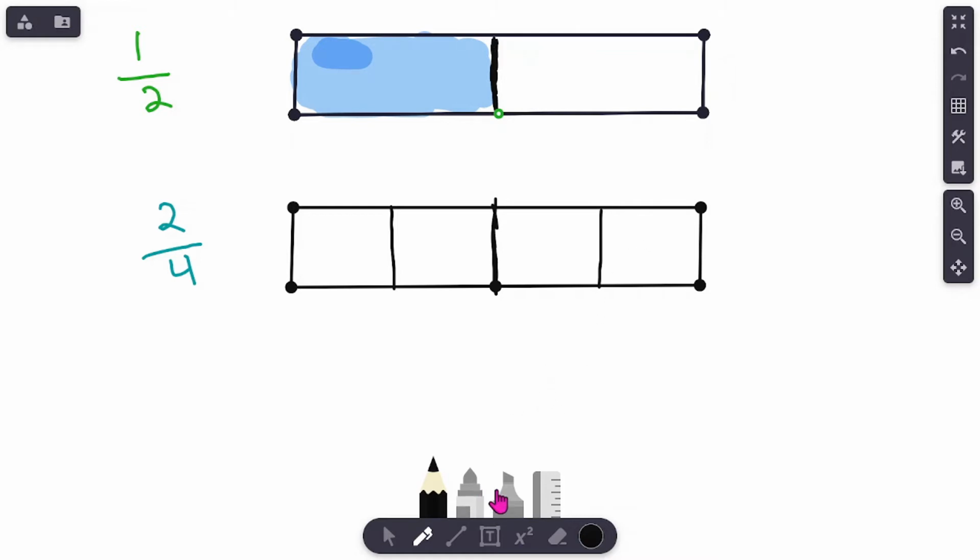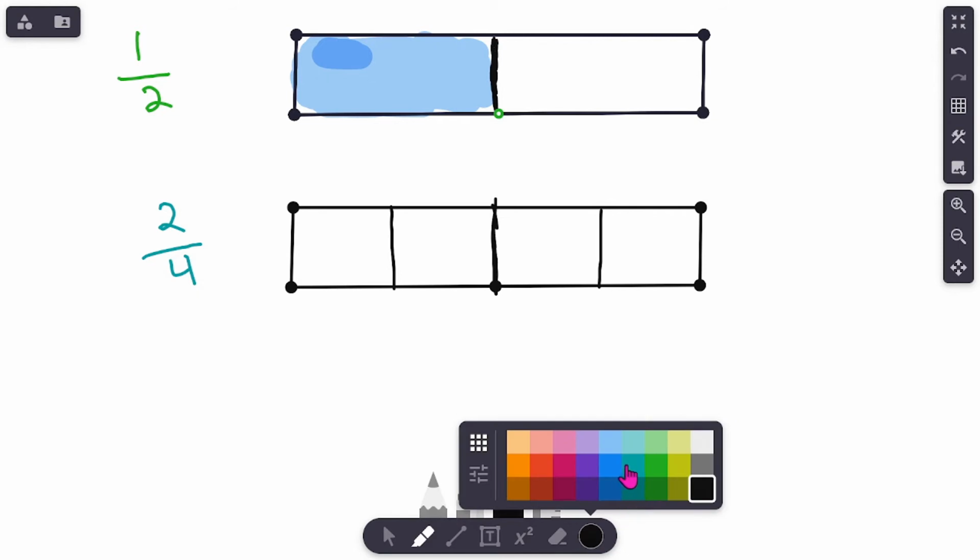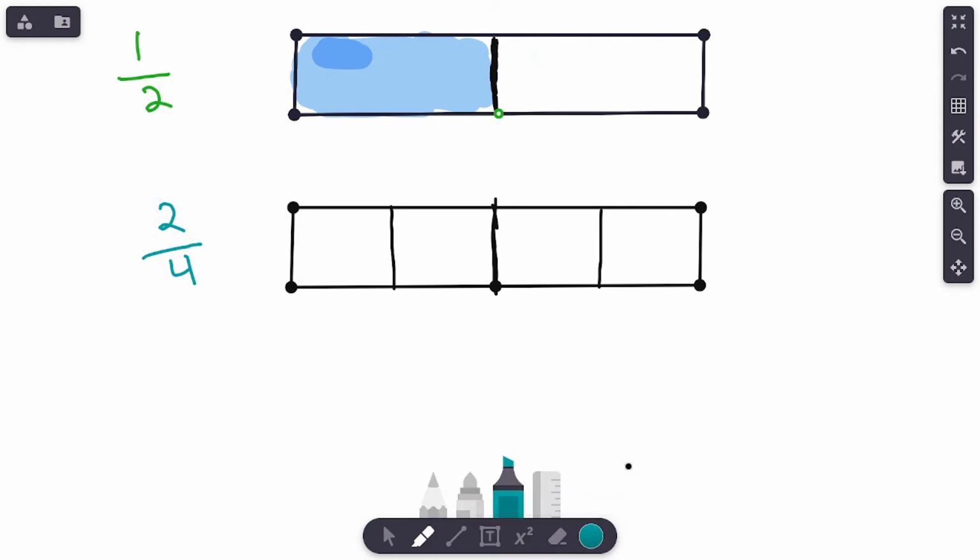Now, how many of those sections should we color in? What's our numerator telling us? Our numerator is telling us that we have 2 sections we should color in, so that's all I'm going to do. I'm going to color in 2 sections, kind of like this coloring in tool. It's a new one I haven't used yet. There we go. Can't quite color in the lines, forgive me. Need to practice that some more.